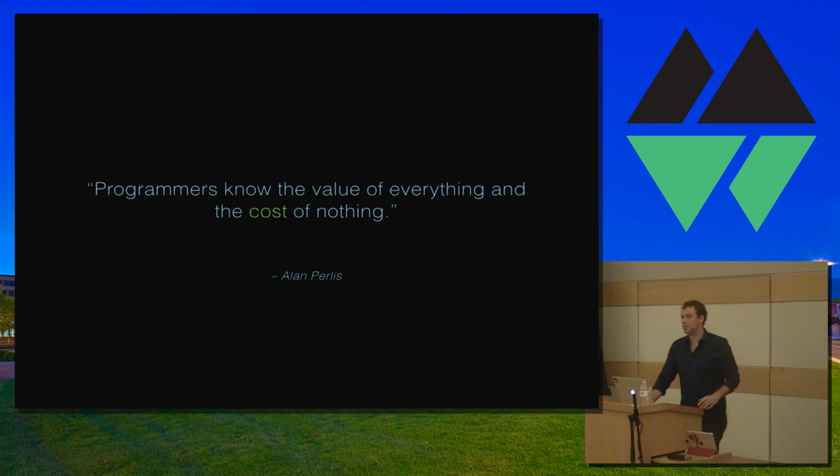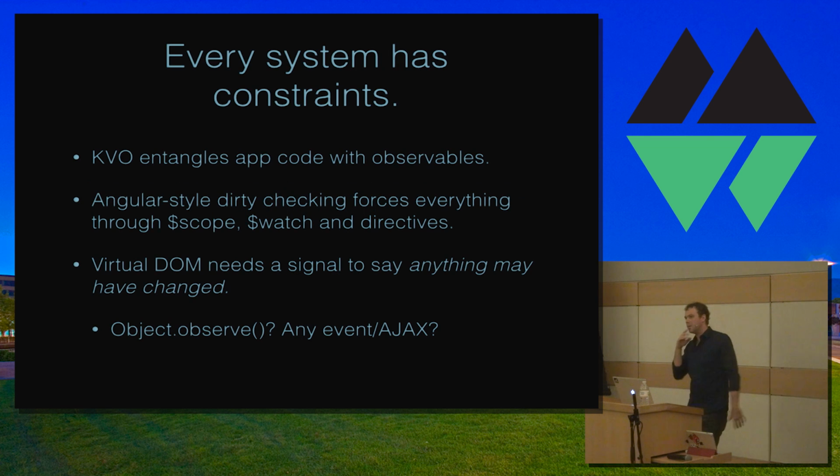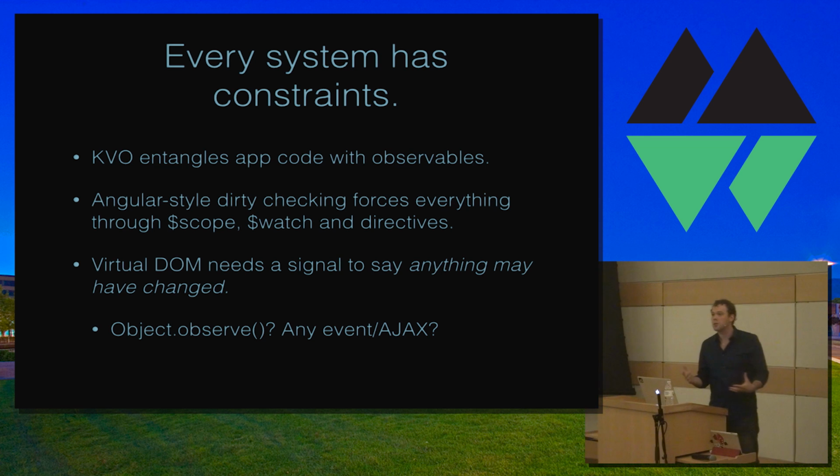So it's true. With a KVO system, you're doing a lot less recomputation of things that you don't need to compute. But there are downsides. KVO does entangle your app code with observables, and Angular-style dirty checking is similar in that you have to pass everything through scope in order to get those automatic updates. And the leak with virtual DOM is that you need a signal somewhere that says something may have changed.